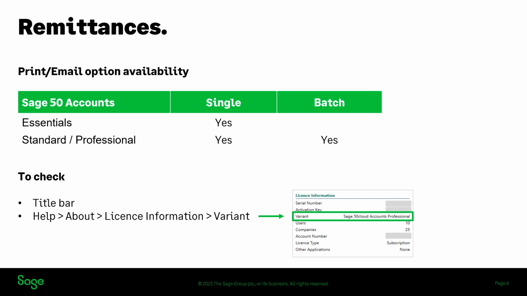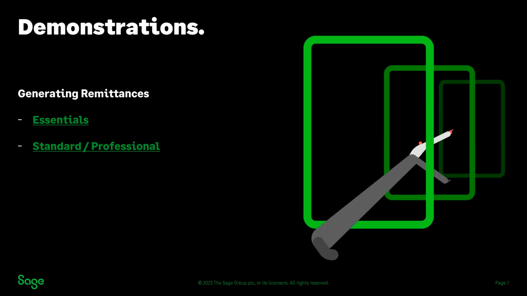Okay, now when it comes to generating remittances, we're going to run through two demos. One is I'm going to show you first of all what the process looks like in Essentials. And then we'll move on to the Standard and Professional option, which has the specific remittance option, meaning you can reprint them and you can also print them in batches or email them for that matter as well. So I'm going to start with Essentials.